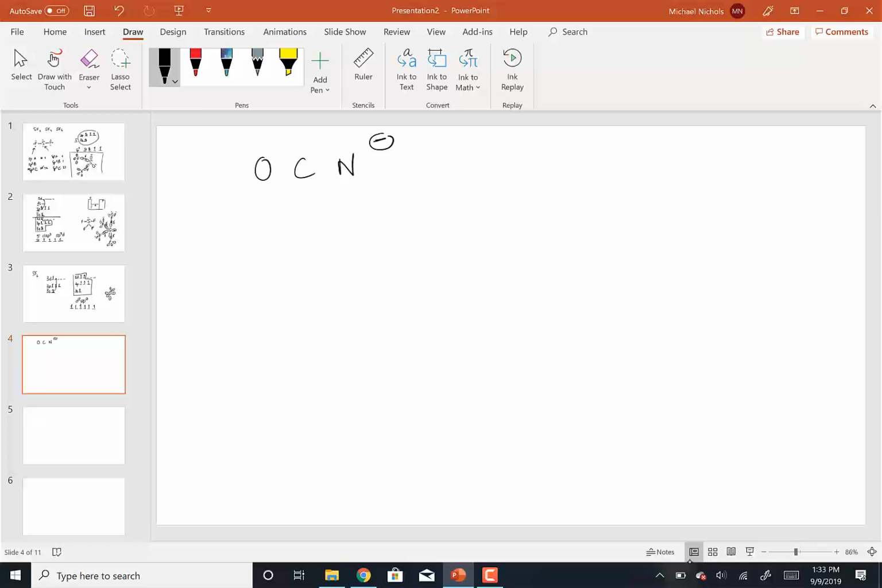Okay, so draw a Lewis dot structure of OCN minus. And if you draw 1, try and draw all 3. I'll give you about 5 minutes or so to do that. And then if you got all 3 of them, then you can try and rank them, although we will do that.